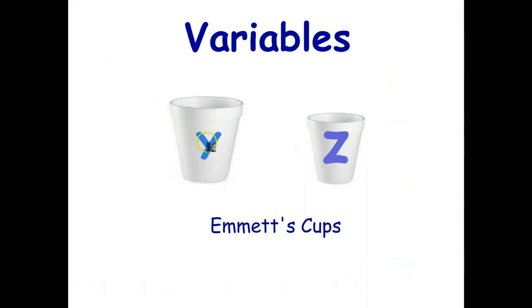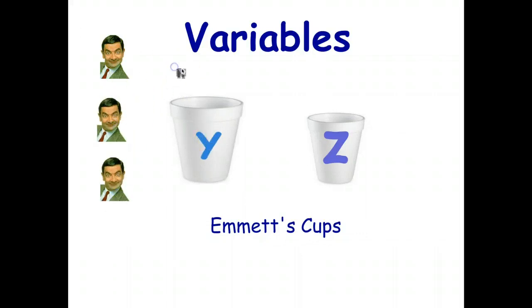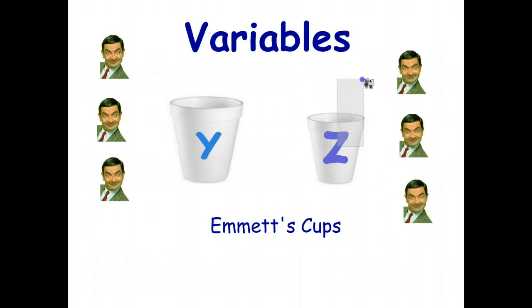Now let's see what's in Emmett's cups. In his cup labeled y, he has y equals 3. And in the cup labeled z, z is also equal to 3. What this shows us is that if we do have 2 variables in a question, sometimes they can have the same value. So in this case, y and z both equal 3. But in general, if you've got 2 variables, they represent different numbers.